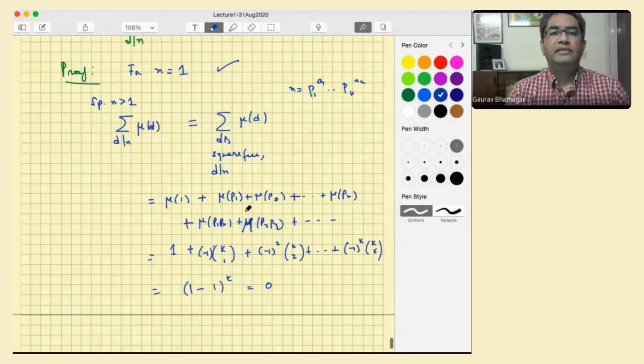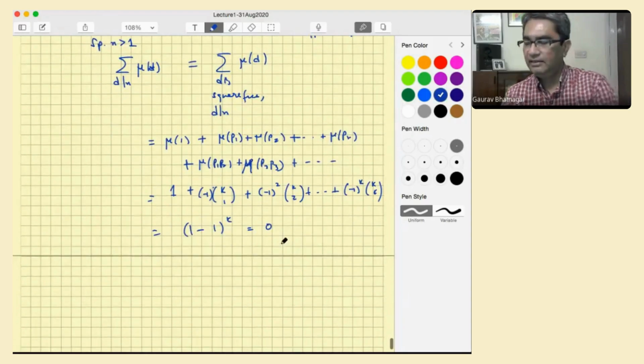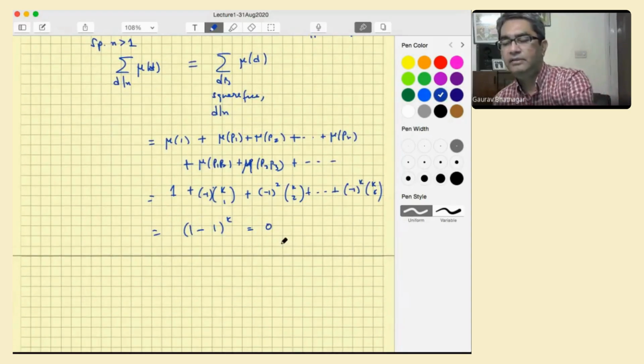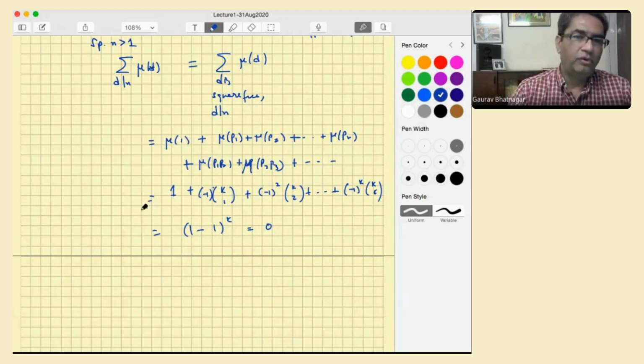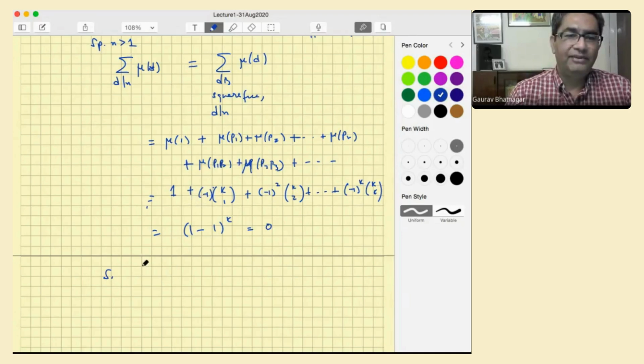Right? So if n is bigger than 1, then we get the same 0 story. You can see, it's the same thing, but maybe in a different language. So what we have is the sum of mu of d, d divides n, is equal to 1 for n equal to 1 and 0 otherwise.